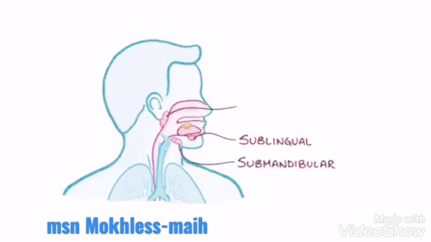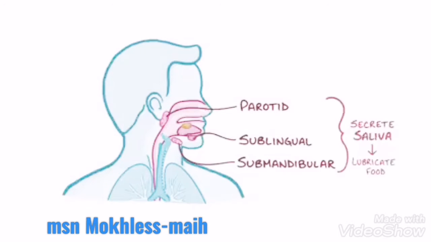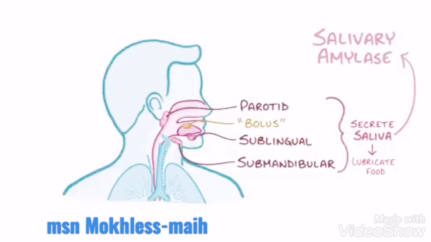The sublingual gland is a salivary gland that contains amylase. This is responsible for converting carbohydrate to sugar.